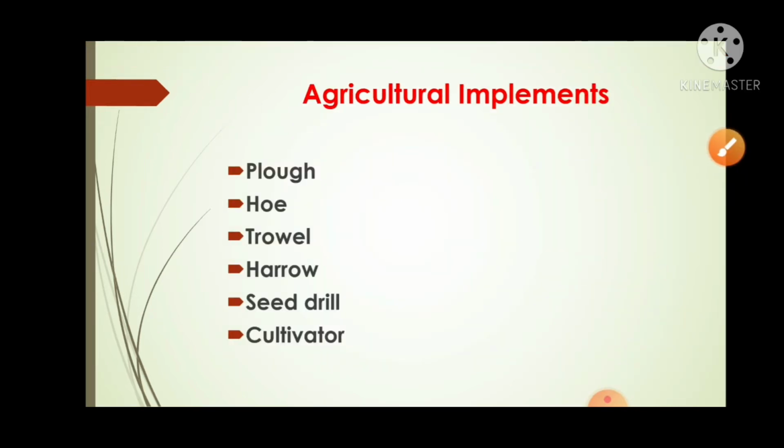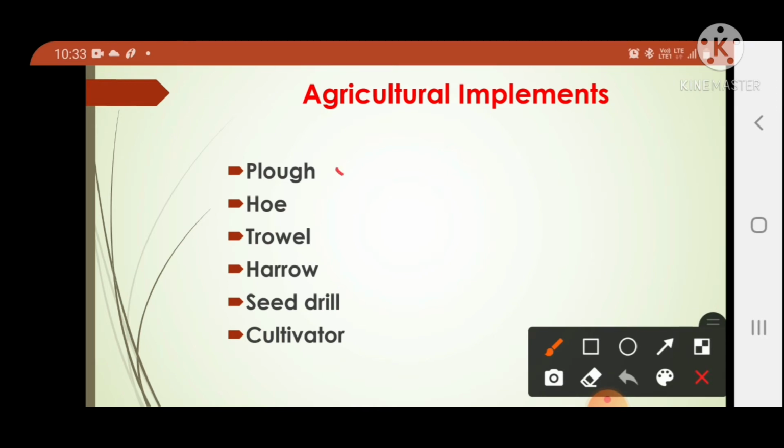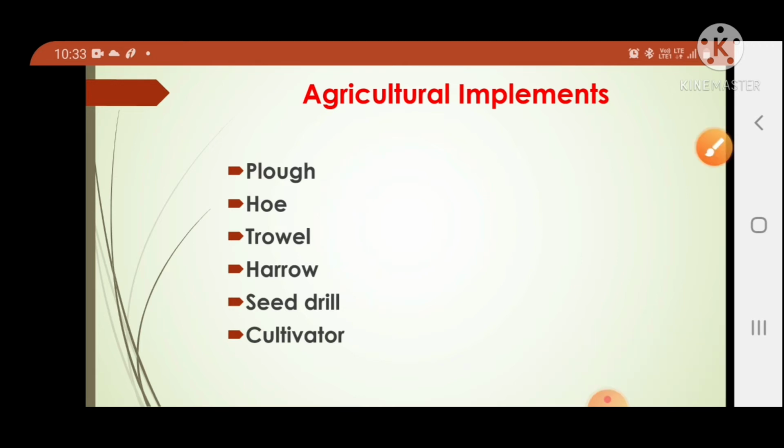Various tools are required during the agricultural practices and these are called agricultural implements. They are plow, hoe, trowel, harrow, seed drill and cultivator. Let's talk about them in detail.